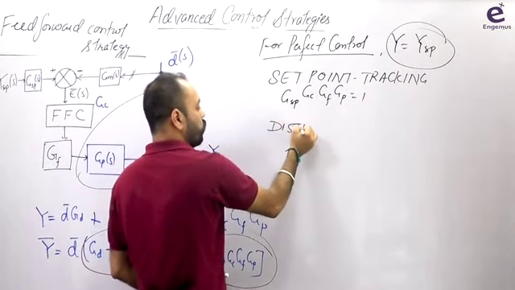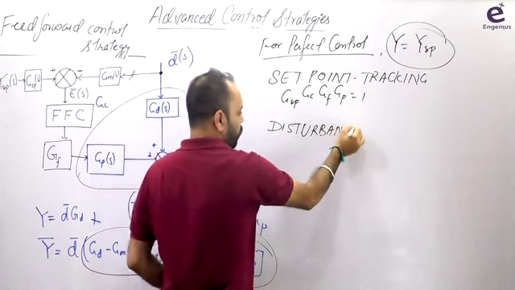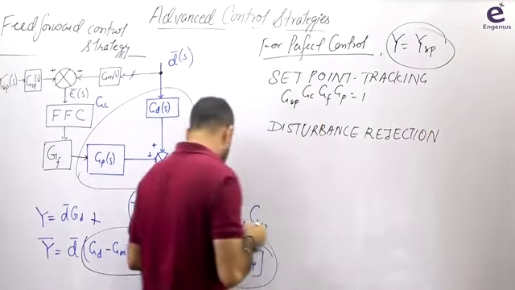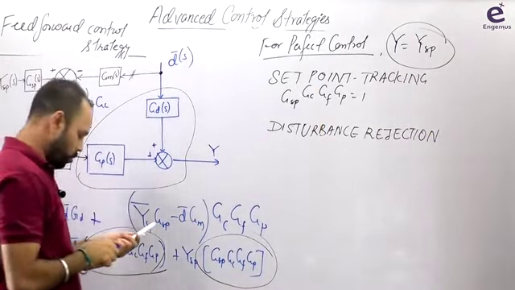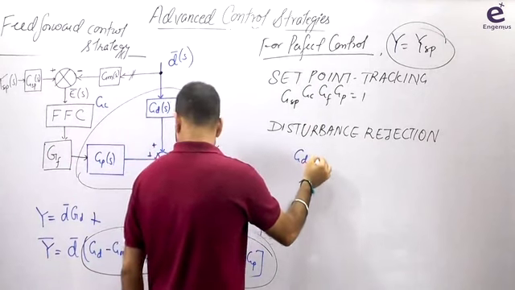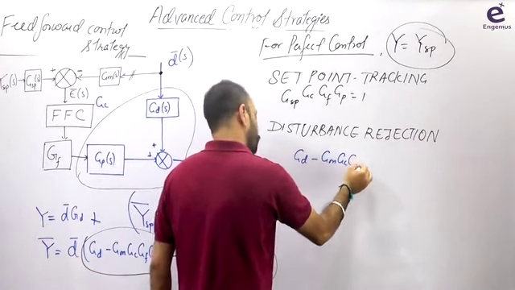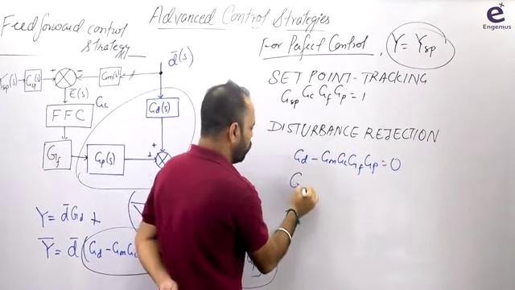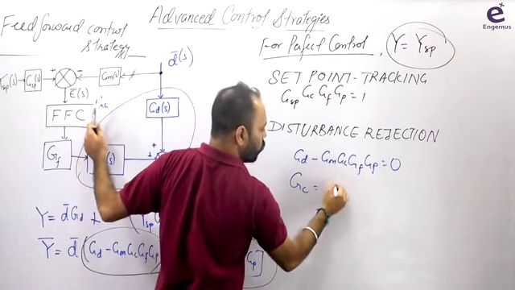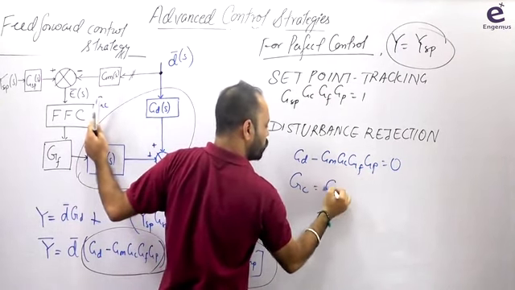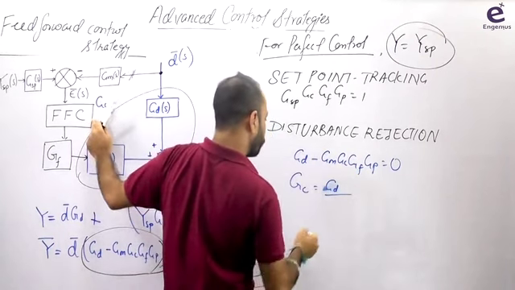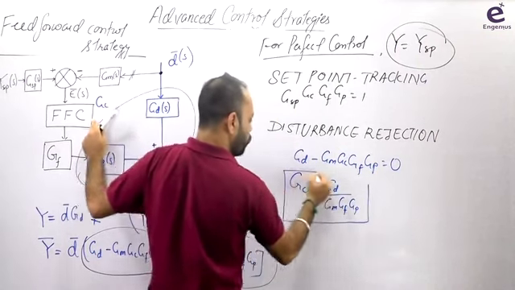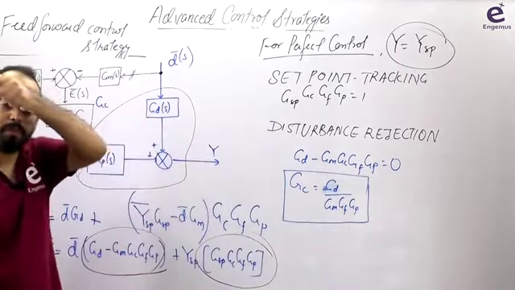and disturbance rejection gives you what? It says that this must be equal to 0. So GD minus GM, GC, GF, GP equal to 0. So from here we get GC, meaning the controller transfer function, is equal to GD divided by GM, GF, GP. That is the transfer function of a feed forward controller for perfect control.